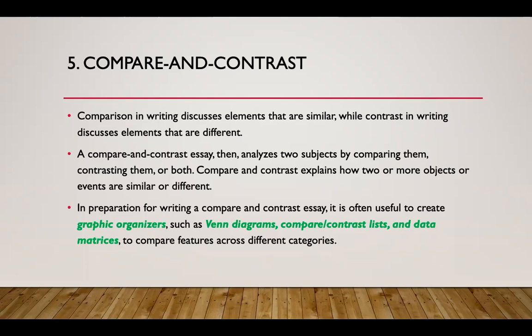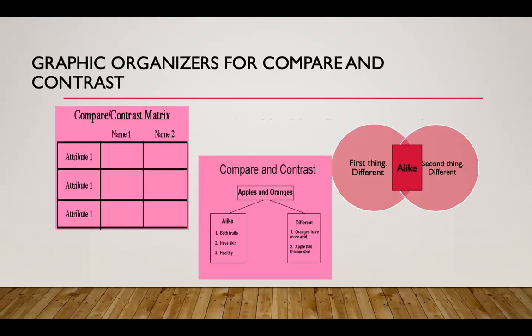In preparation for writing a compare and contrast essay, it's often useful to create graphic organizers such as Venn diagrams, compare and contrast lists, and data matrices to compare features across different categories. And now I'm going to show you the different graphic organizers here. So this is a compare and contrast matrix. Here we have a compare and contrast list. And then finally, we have a compare and contrast Venn diagram. So you have the first item here, the second one here with differences, and the alike items you are going to write in between.